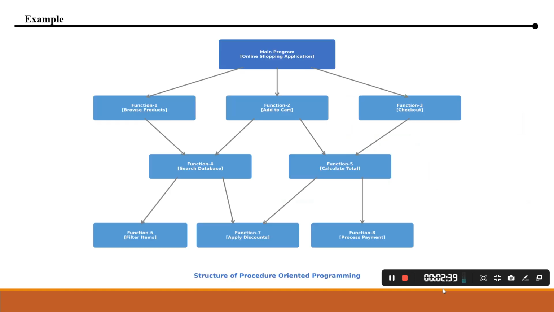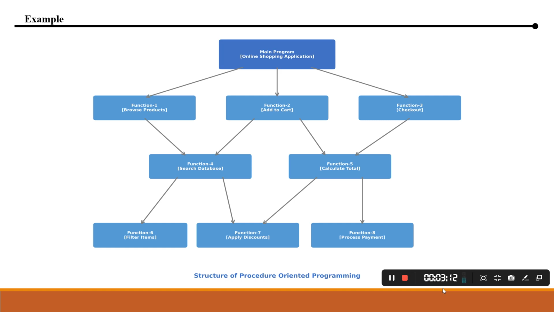So the same example with a real-time application. Consider that we are developing a project for an online shopping application. So the main program is to be written for the online shopping application. To have online shopping, the application must provide browsing the products, adding the products to the cart, and checkout. So basically, it is divided into sub-functions called browsing the products, adding the products to the cart, and checking out.